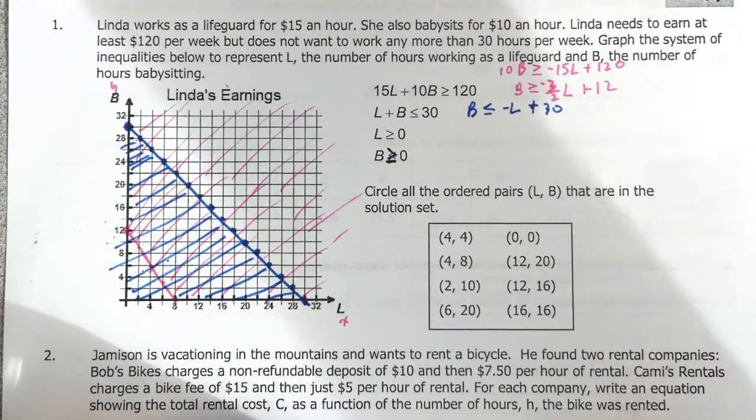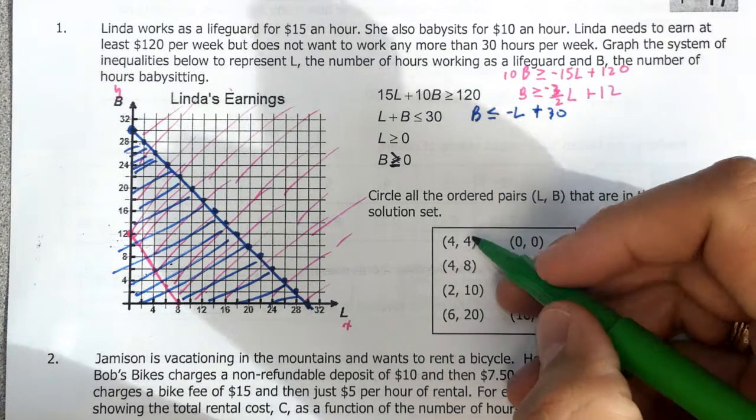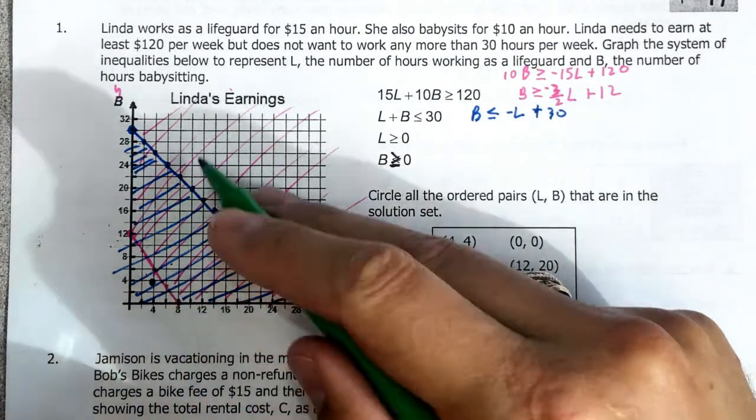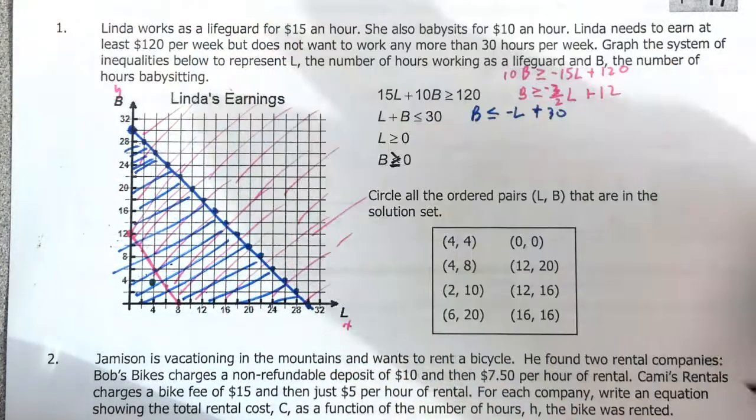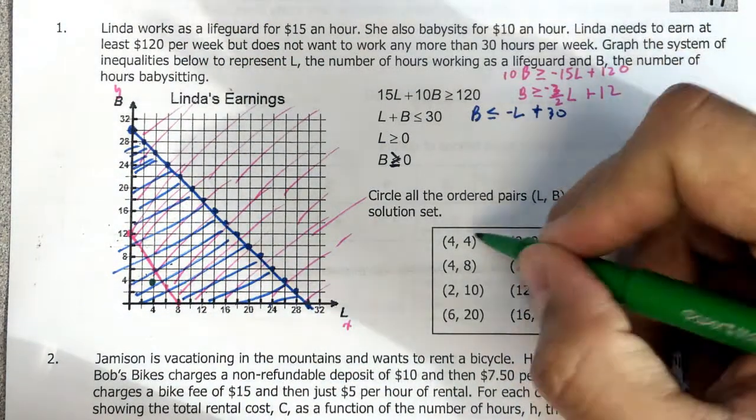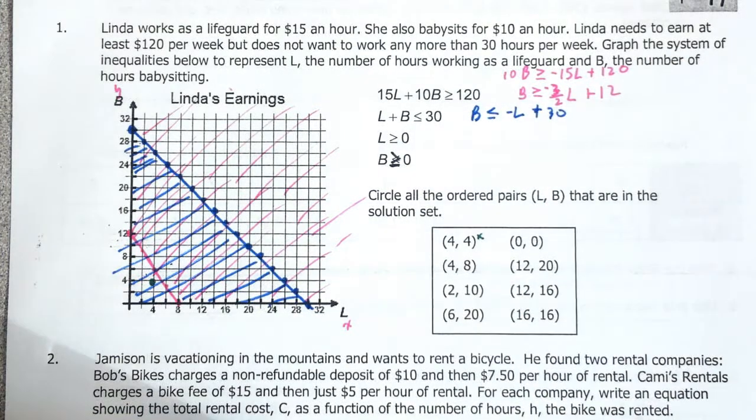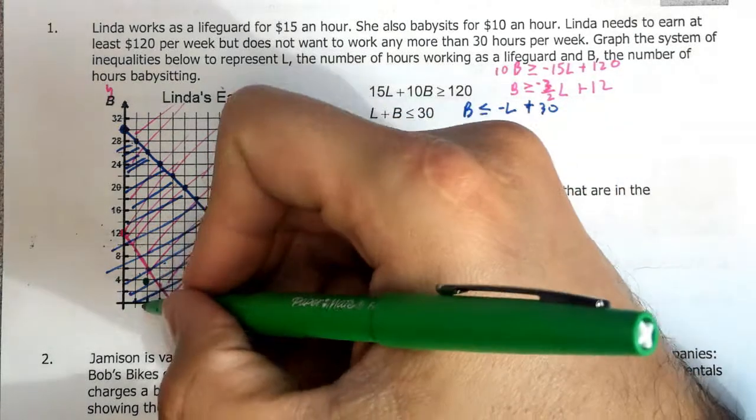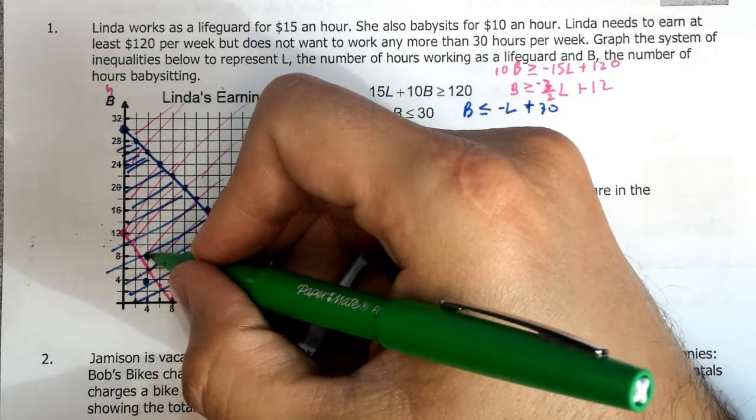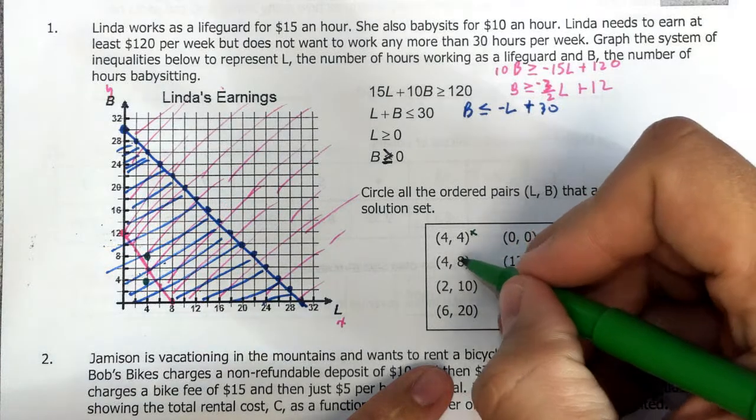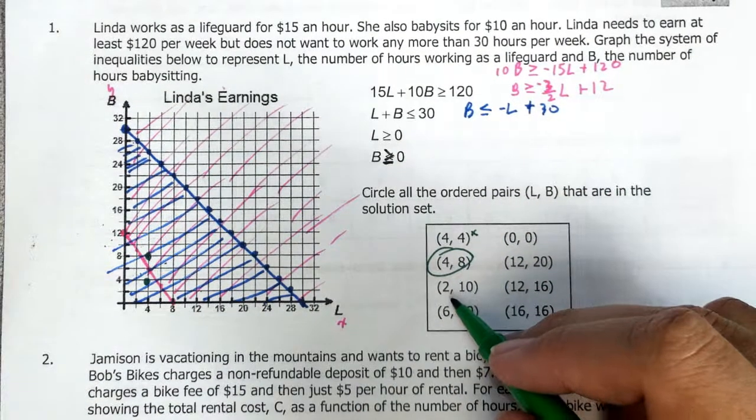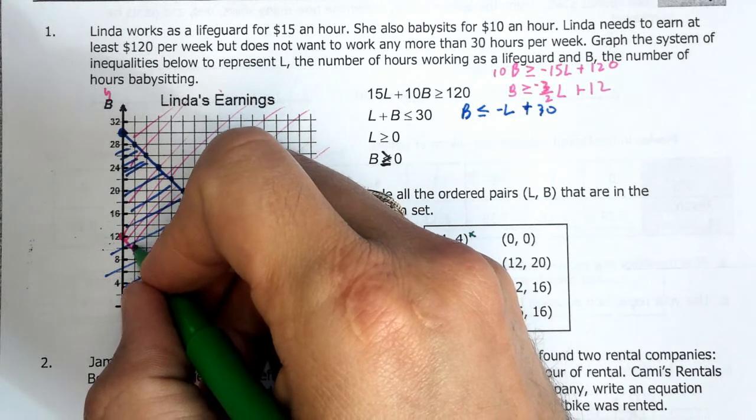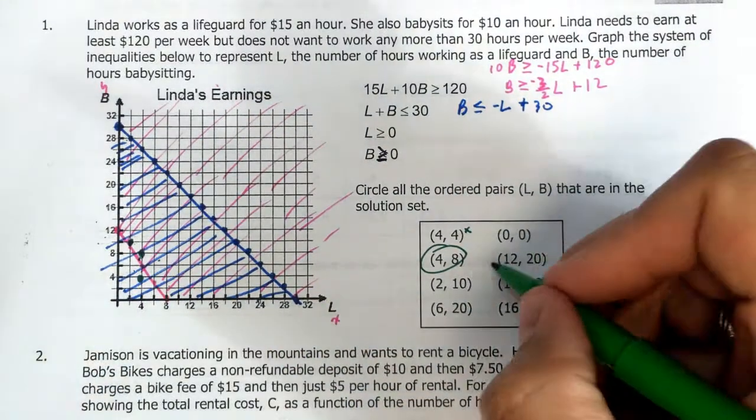Now let's go ahead and test our points. 4, 4, where's 4, 4? 4, 4 is right here. That is not in this area here where they're both shaded. 4, 4 does not work. I'm just going to put a little X there, even though it's not in our directions. 4, 8. That point is definitely in both sections, so 4, 8 works. 2, 10. 2, 10 right here. That is in that area, yes.